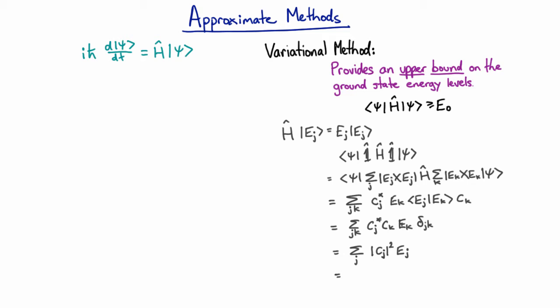And of course this is strictly greater than or equal to E0, because E0 is by definition the lowest of those, and the sum of all the probabilities is equal to 1. And so we've trivially proved that this expectation value is greater than or equal to the ground state energy.